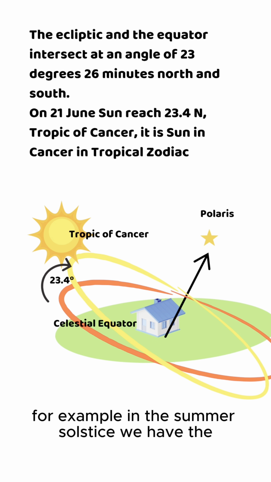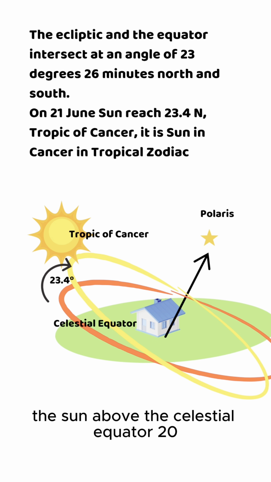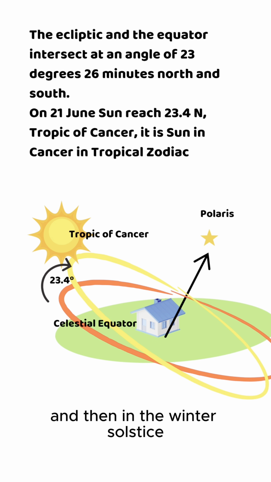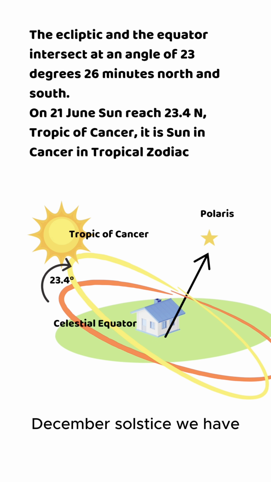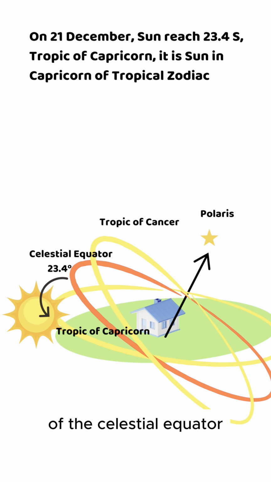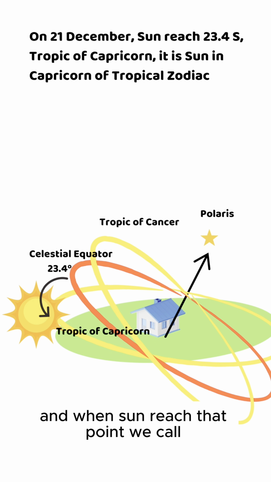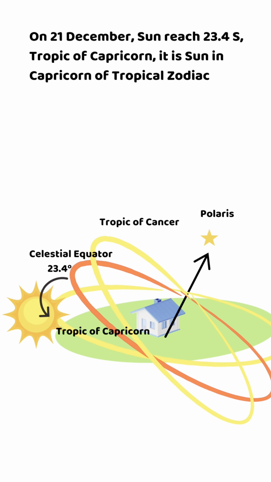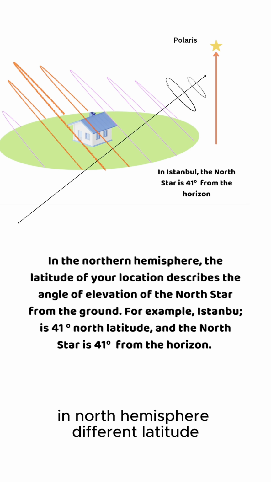Astronomy and astrology working together. For example, in the summer solstice, we have the sun 23.4 degrees above the celestial equator, and for astrology, that is the sun entering Cancer. Then in the December solstice, the sun is 23.4 degrees below the celestial equator, and when the sun reaches that point, we say the sun enters Capricorn.